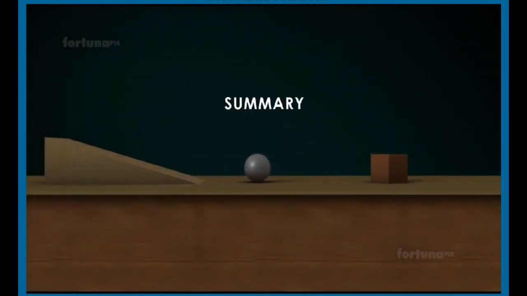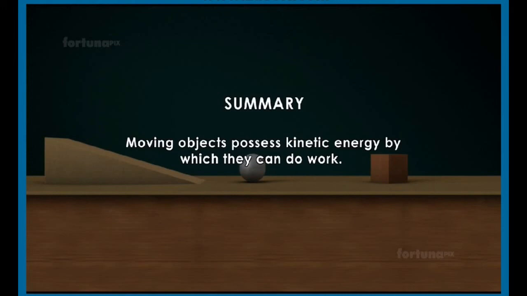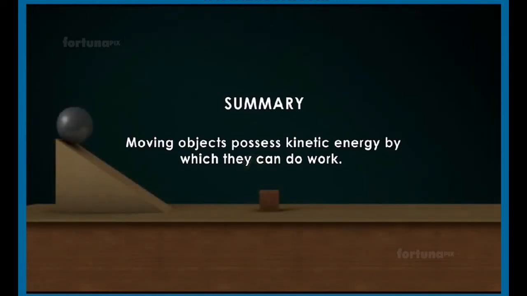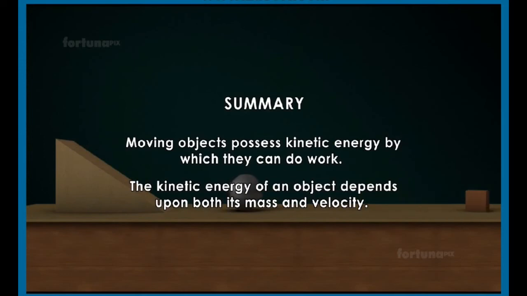Summary: moving objects possess kinetic energy by which they can do work. The kinetic energy of an object depends upon both its mass and velocity.